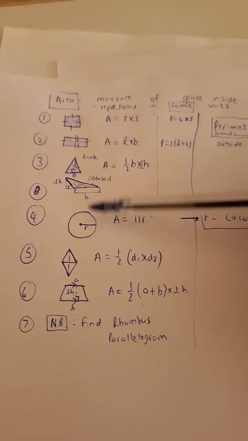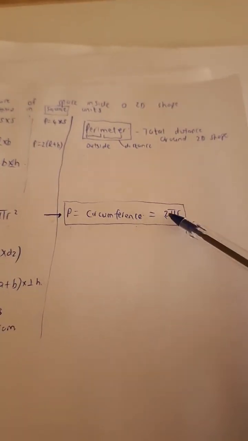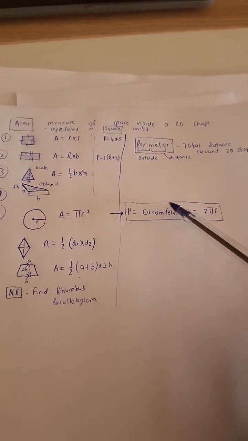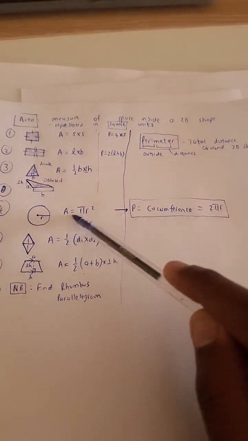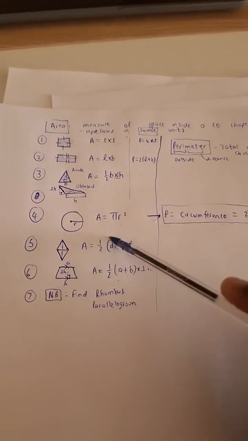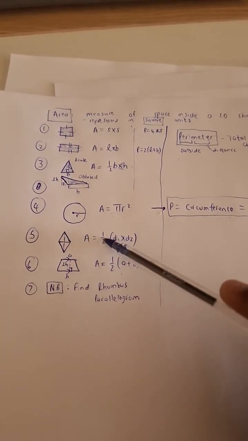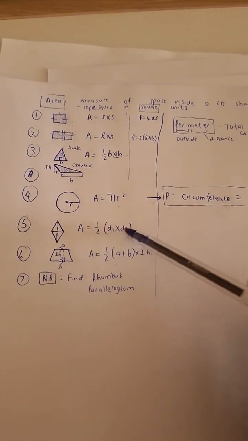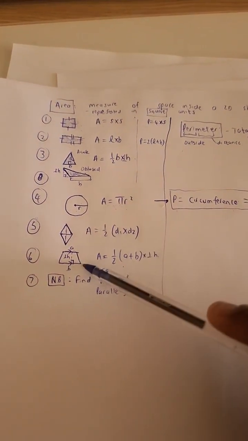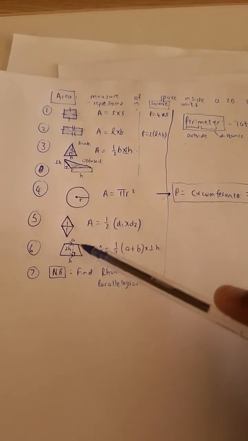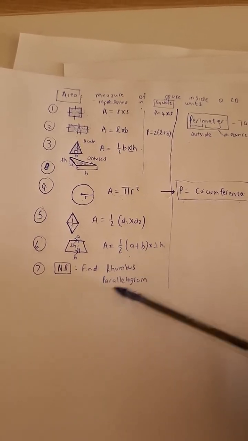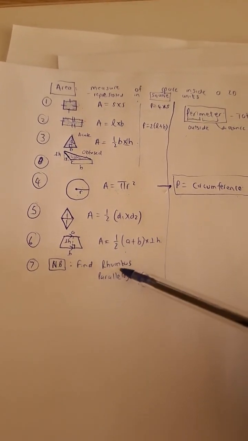Okay, for a circle, we have a formula for calculating the perimeter, or we say the circumference of the circle, which is 2 pi r. Area of a kite is half times the product of the 2 diagonals. Obviously the area for the kite, the trapezium, the rhombus and the parallelogram, which I asked you to go and find, you must go and find.